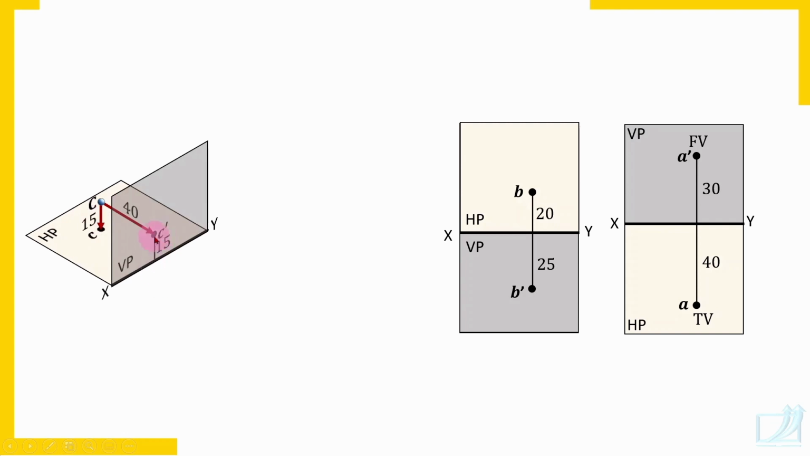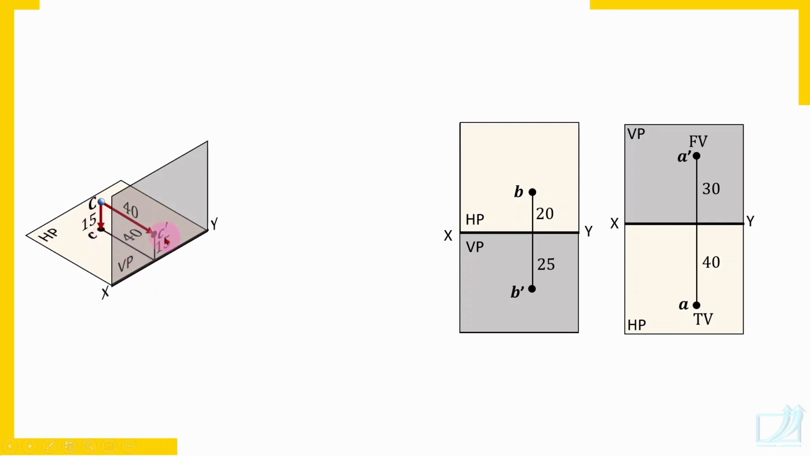So point C is 15 millimeters from XY line. Point C is 15 millimeters above HP. So here front view is 15 millimeters above XY line. And that is why we say that front view gives details with respect to HP. Now point C is 40 millimeters behind VP. So watch here, top view of point C. Point C is 40 millimeters behind VP. So watch here, top view of point C is 40 millimeters behind XY line. So we say that top view gives details with respect to VP.